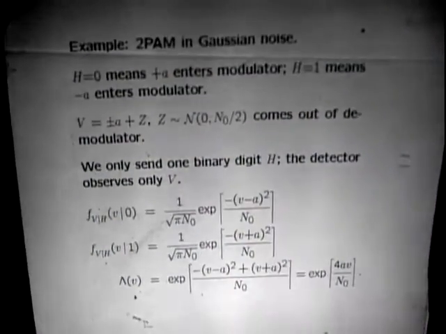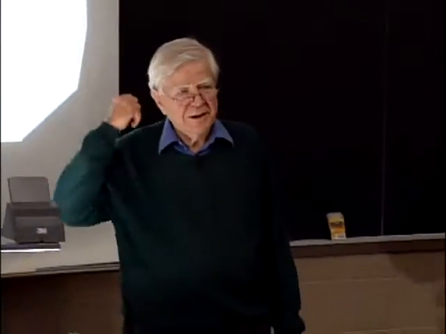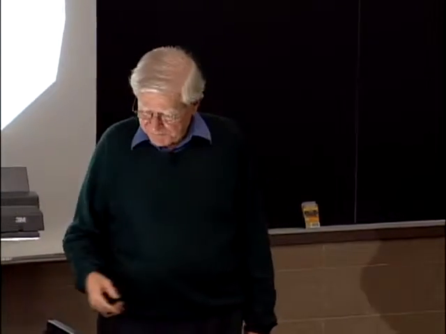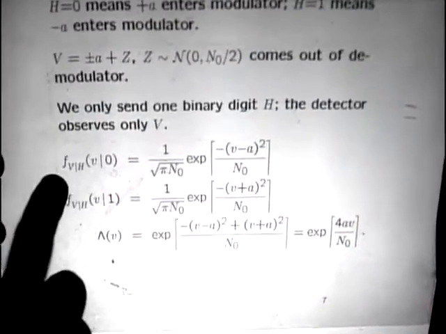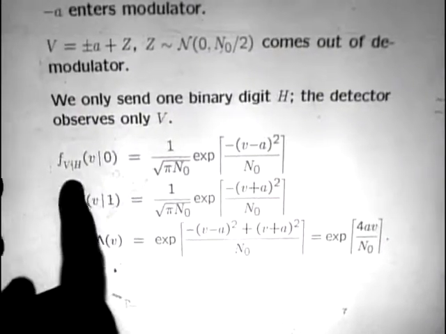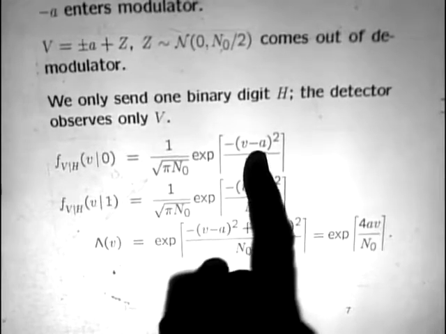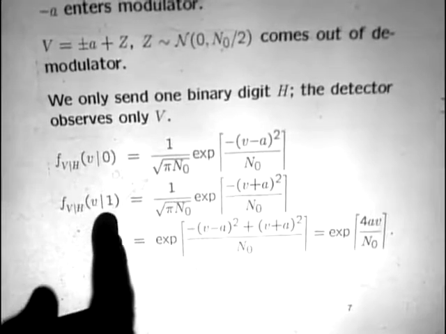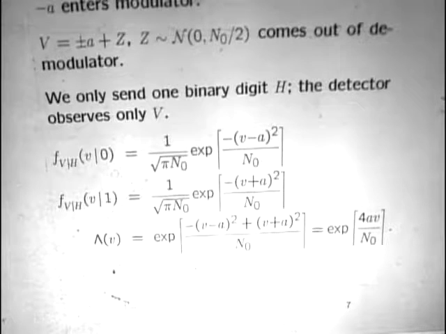Okay, we're only going to send one binary digit, H, so this is the sole problem that we have to deal with. We've made a binary choice, added one Gaussian random variable to it, you observe the sum, and you guess. So what are these likelihoods in this case? Well, if H is equal to 0, in other words, if you're sending a plus A, the likelihood is just a Gaussian density shifted over by A. And if you're sending, on the other hand, a 1, which means you're sending minus A, you have a Gaussian density shifted over the other way.